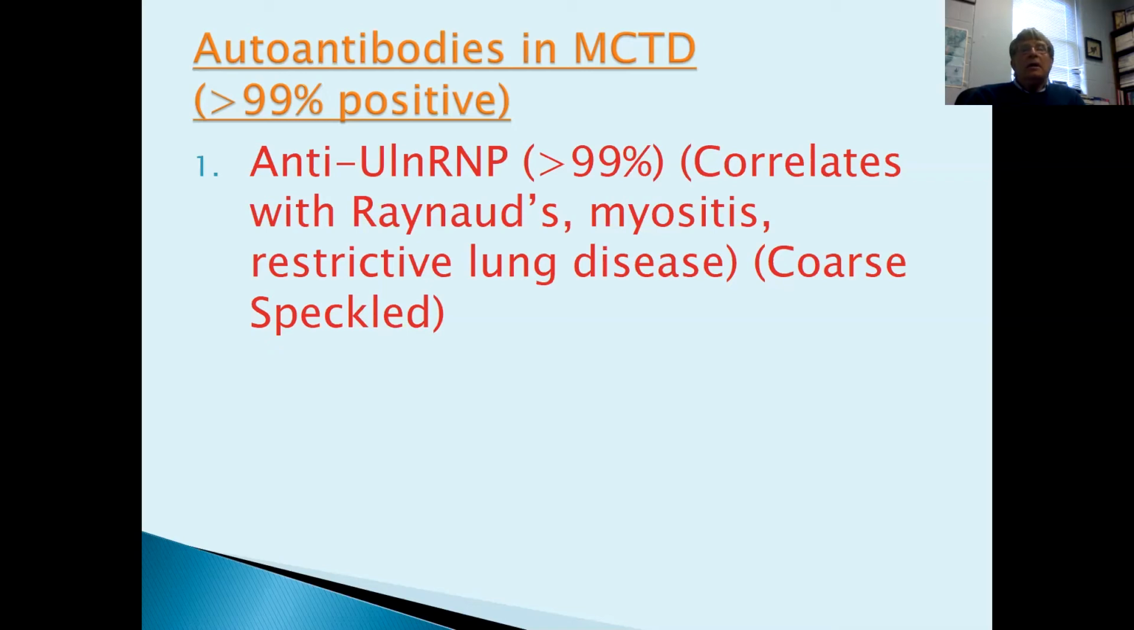into lupus patients long-term. It correlates with Raynaud's, myositis, and again, restrictive lung disease. So again, patients with these antibody formations should have pulmonary function tests and echo every 2 years.